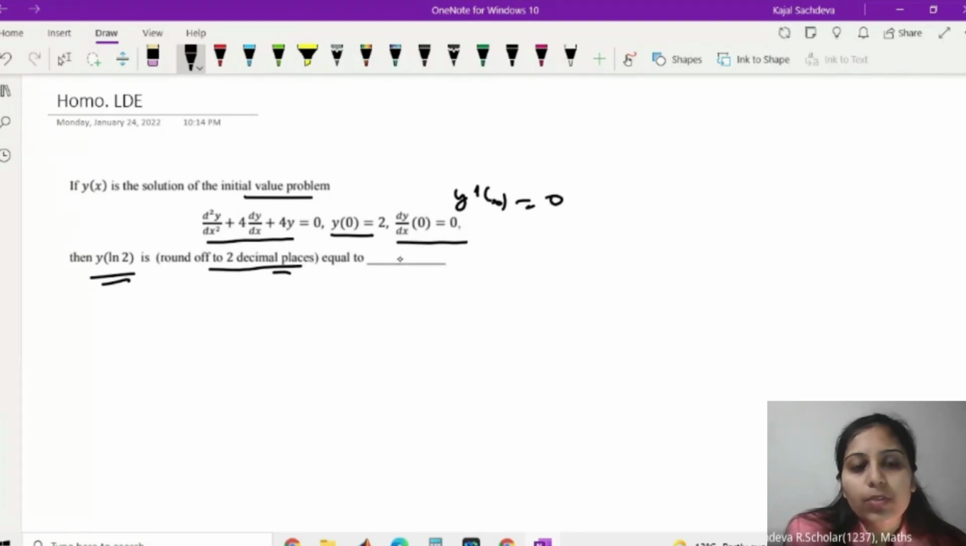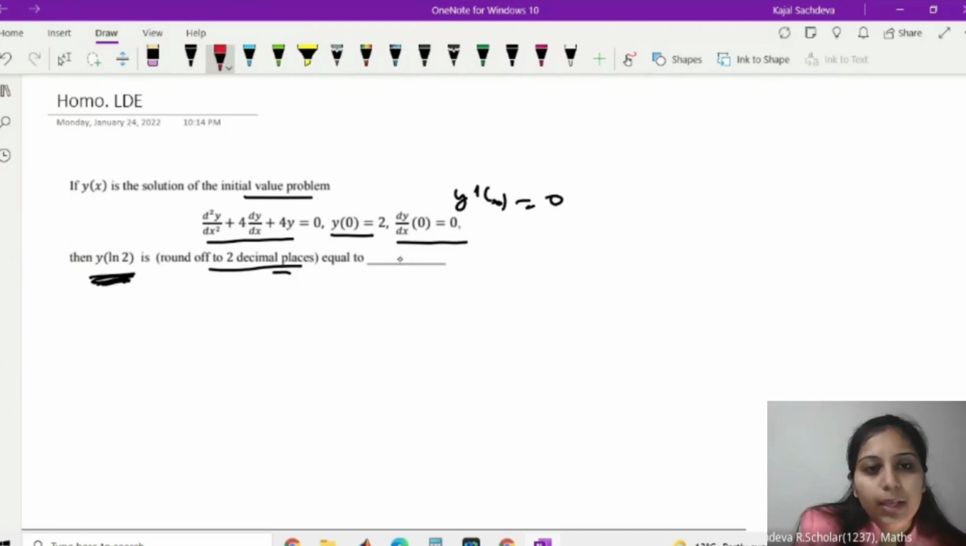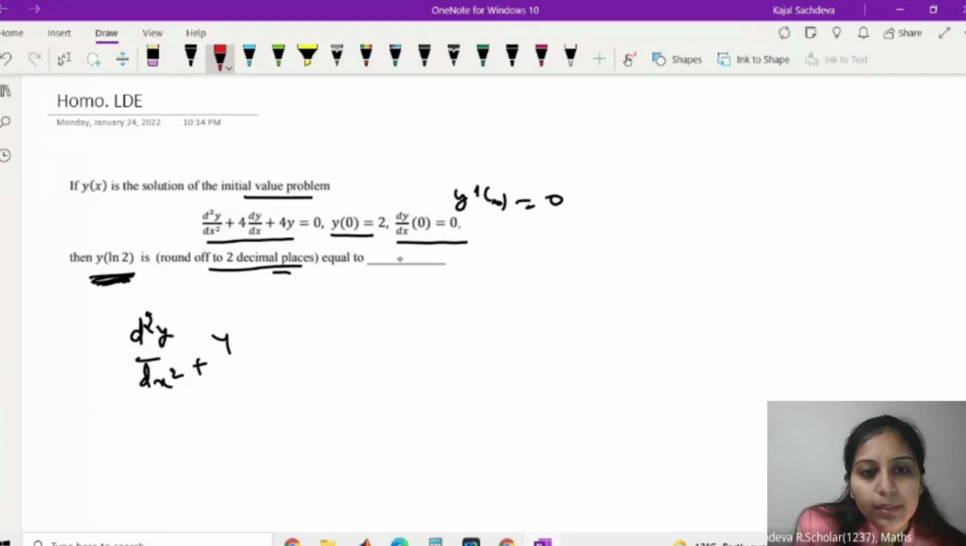Just like the previous question, here we are to find y of x first. Then we replace x by log 2. So how can we find y of x here? We have the given equation as d2y by dx square plus 4 dy by dx plus 4y is equal to 0. This is our equation.